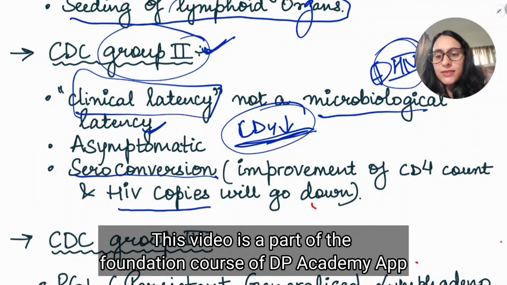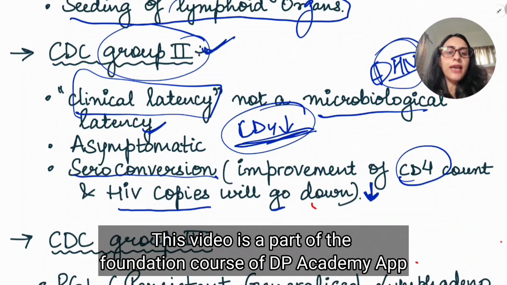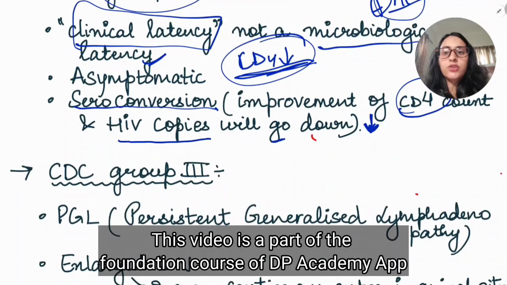Because the body is trying to fight back the HIV. So HIV copies are going to go down, while on the other hand CD4 count will start improving for a short span of time. Why? Because the body is trying to fight back and make antibodies against this HIV, and HIV will be killed, and the HIV copies go down for quite some time when the body immunity is good. So this is seen in group 2. That is known as seroconversion.